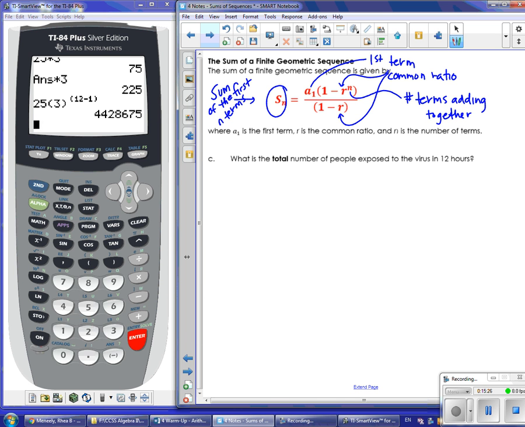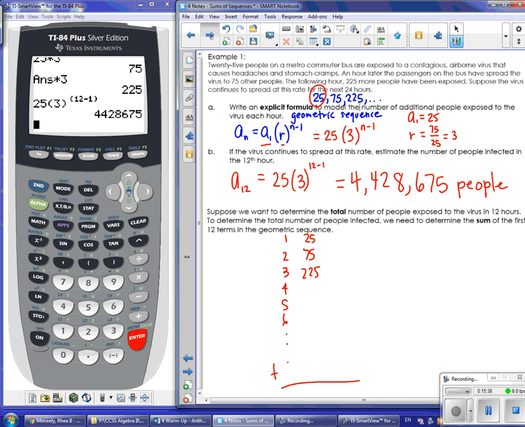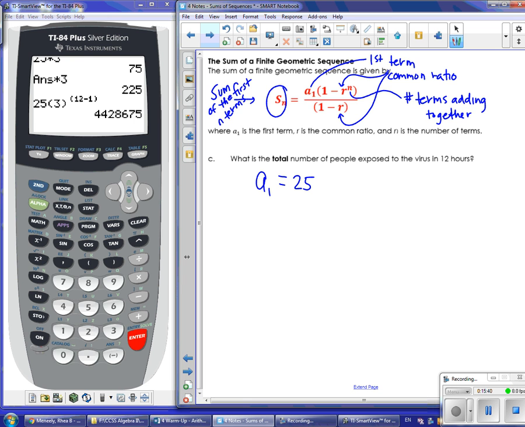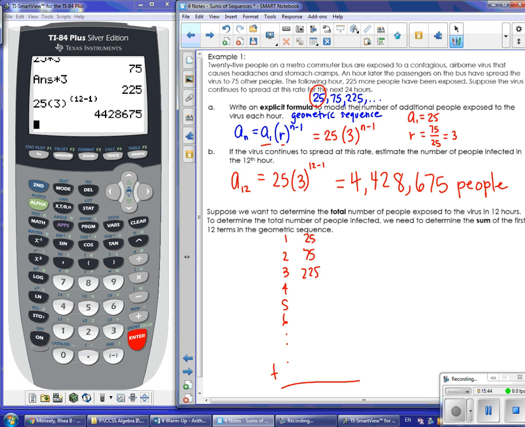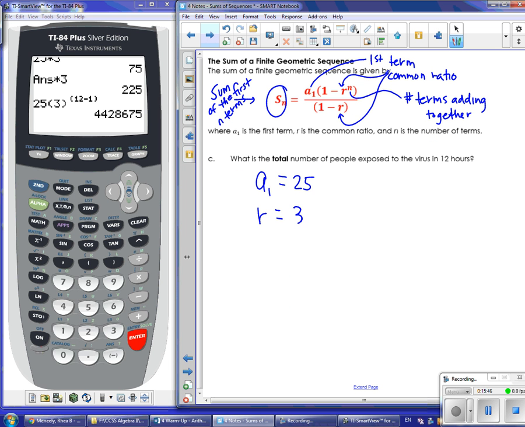Okay, so if we wanted to know the total number of people exposed to the virus in 12 hours, let's go ahead and write down all the pieces. If we look on that previous page, a sub 1 is 25. And the value of r was 3. It's tripling every hour. And we want to figure out the total in 12 hours. So those are the 3 numbers I need for this formula. So the sum of the first 12 hours, that's what that notation means, is going to equal a sub 1, which we said is 25.